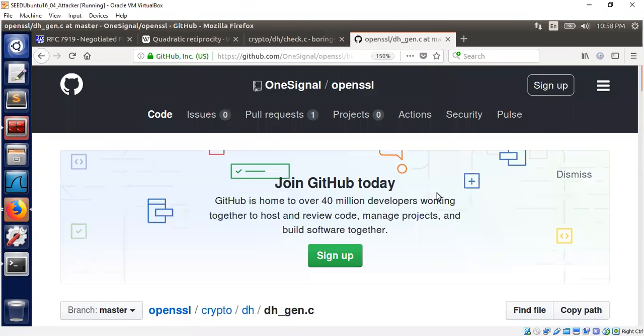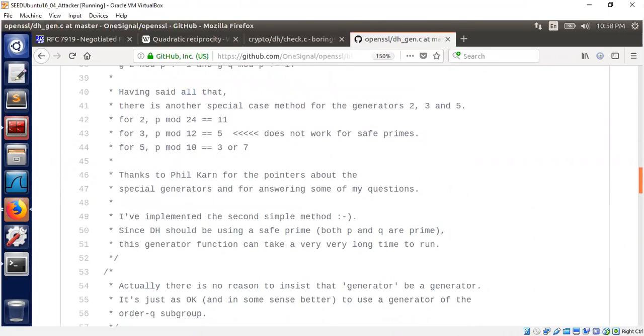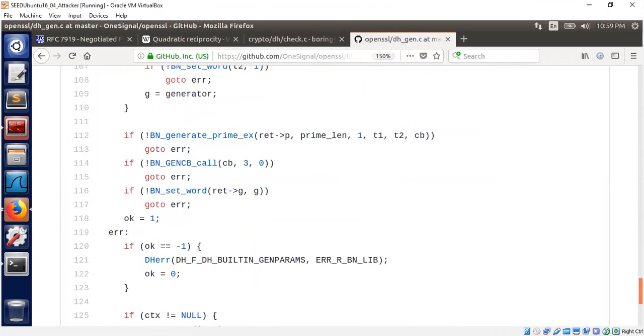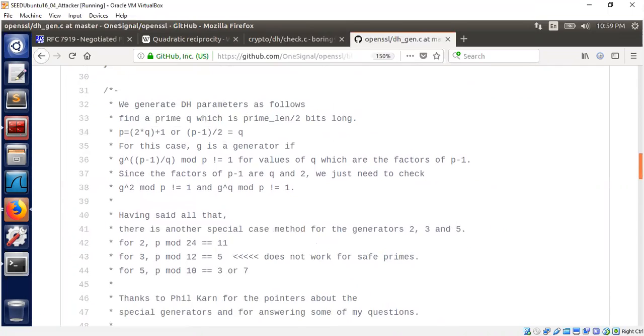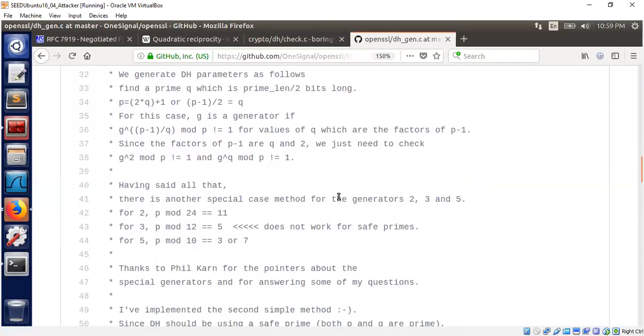For example, I saw here in OpenSSL, there is a function called DH built-in gen parameters. Let me pull the method that is of interest for us. So here is a lot of text. Let me quickly read through this. What they're saying is that we generate DH parameters as follows. They generate a prime Q, and then they generate a prime P. If P is equal to 2Q plus 1, they conclude we have a good safe prime, right? That's true. And then for the generator case, they check whether G^Q is congruent to 1 mod P.